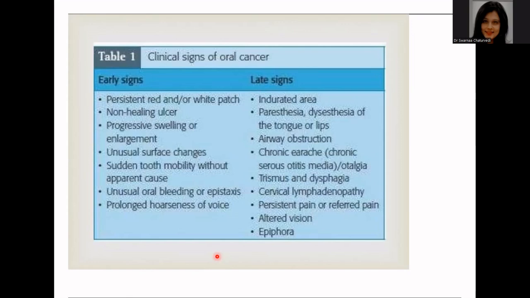Paresthesia, dysesthesia of the tongue or lips, airway obstruction, chronic earache. Then trismus and dysphagia. Cervical lymphadenopathy can be seen in the later stage. Persistent pain or referred pain, altered vision, and epiphora can also be seen.